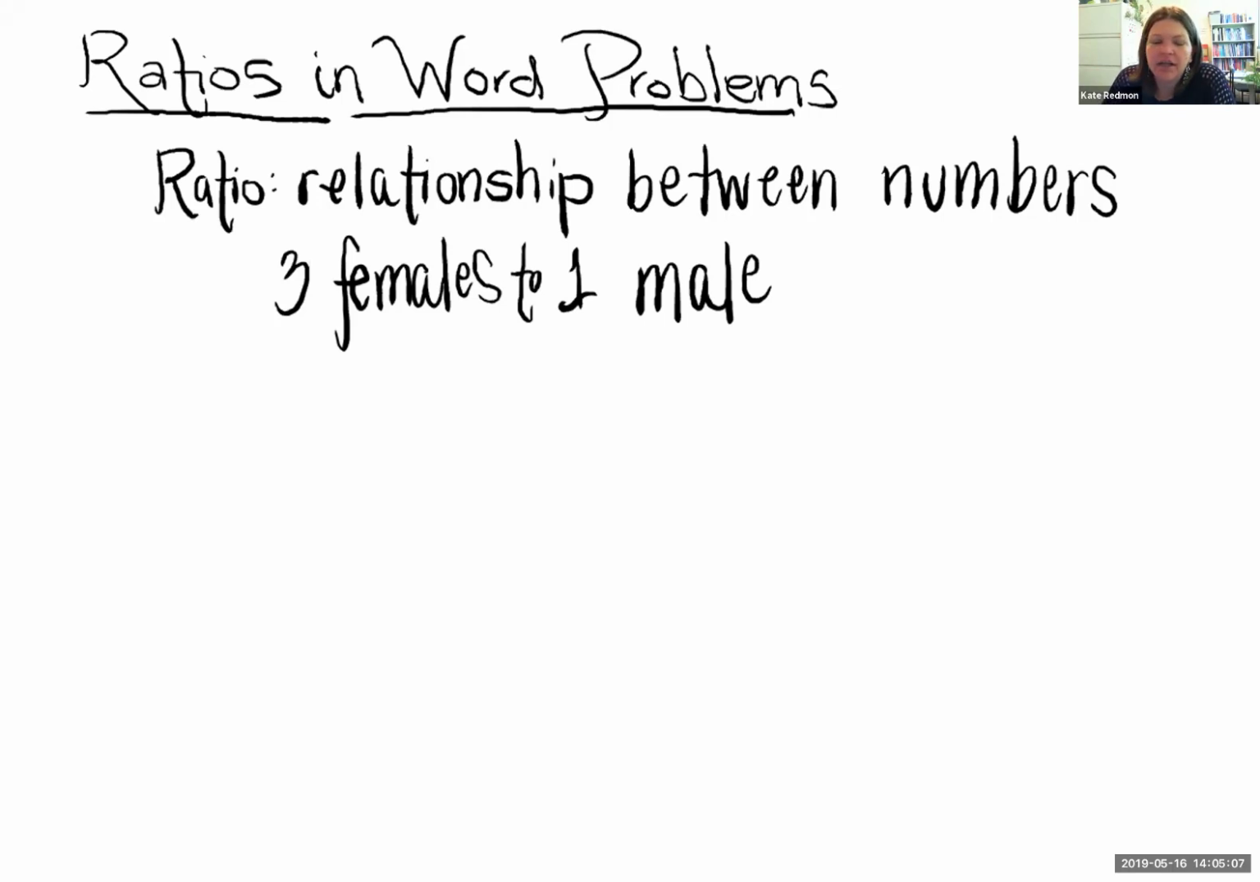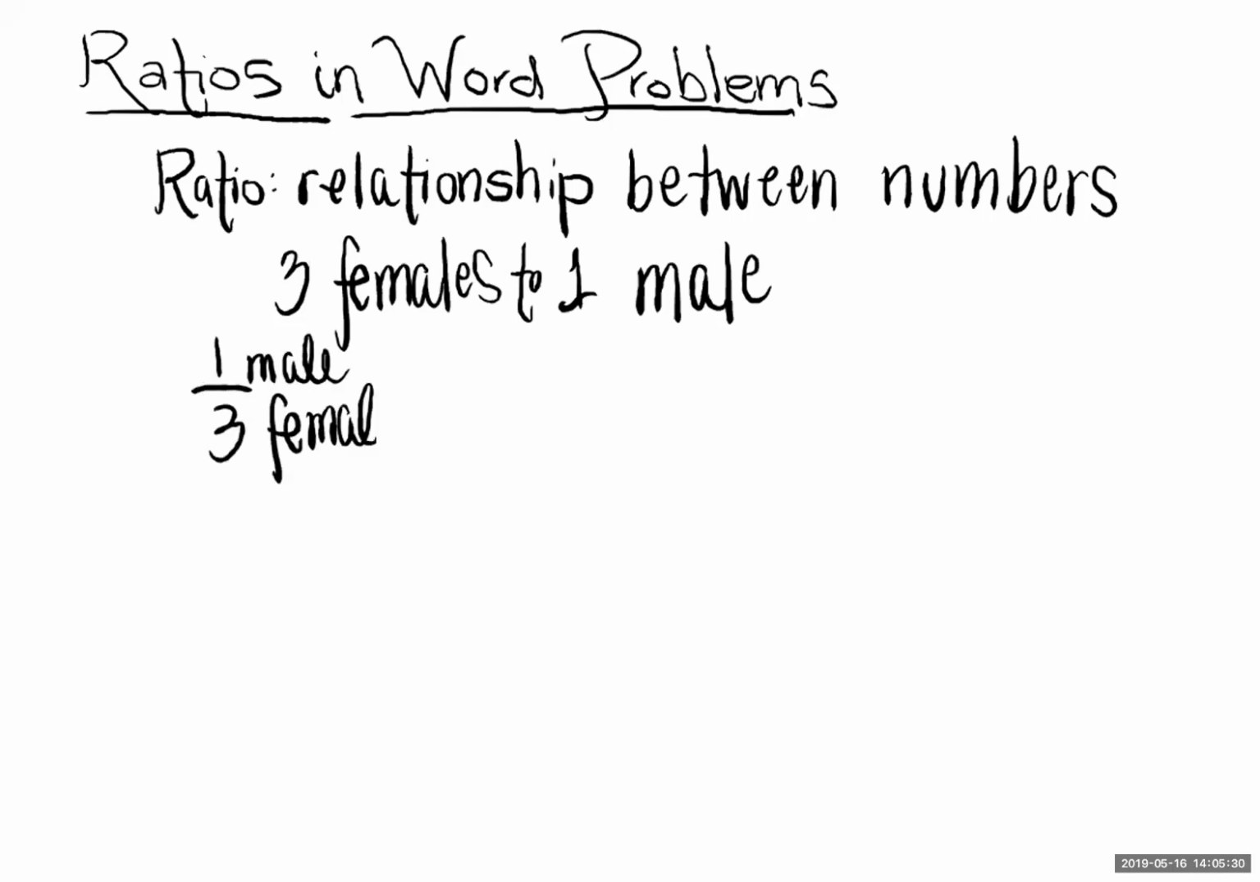But what I'd like to say is that there's lots of ways to talk about this relationship. Just saying 3 females to 1 male isn't the only way. Can anybody else think of another way to express this idea? Oh, 1/3. So 1 male for every 3 females. Yeah. So you could express it as a fraction. I absolutely agree. I could express it as a fraction.